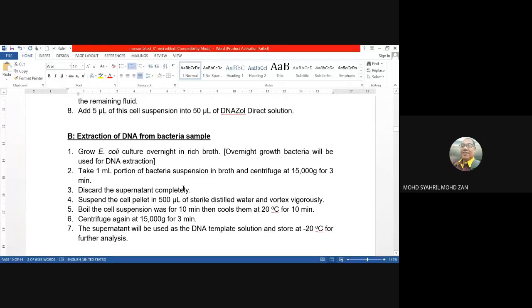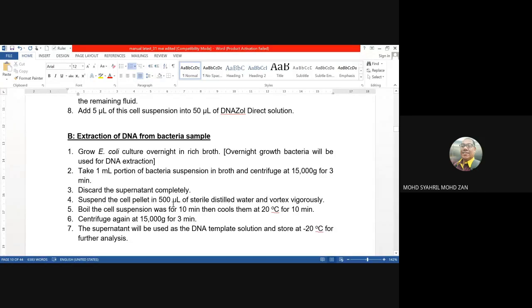So when you have discarded the supernatant, something must have formed a pellet, or there is material settled on the wall of our centrifuge tube. Okay. So suspend the cell pellet with 500 microliter of sterile distilled water. Okay, this one we are just using sterile distilled water instead of normal saline. And vortex vigorously. Okay, so the purpose is to break up our pellets.